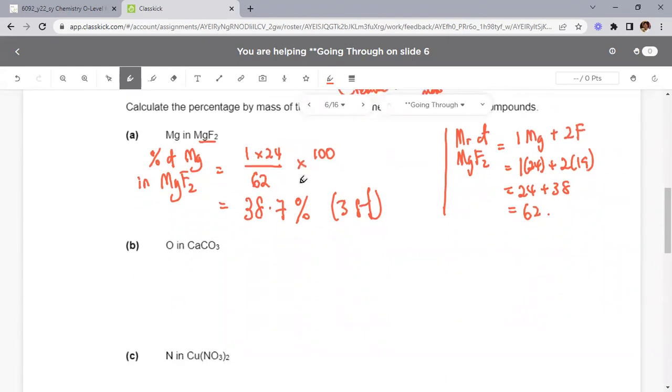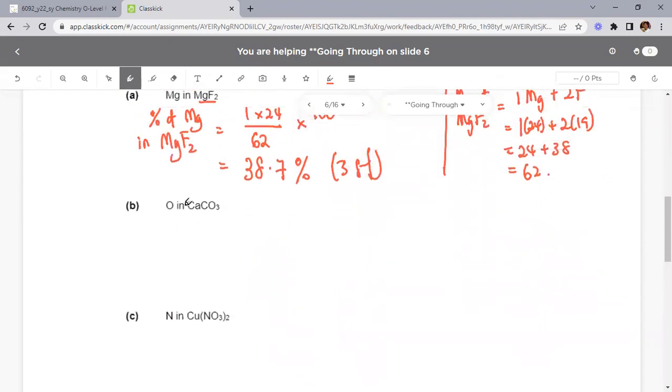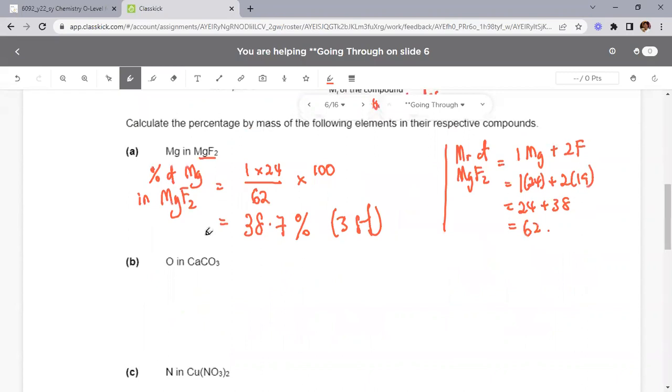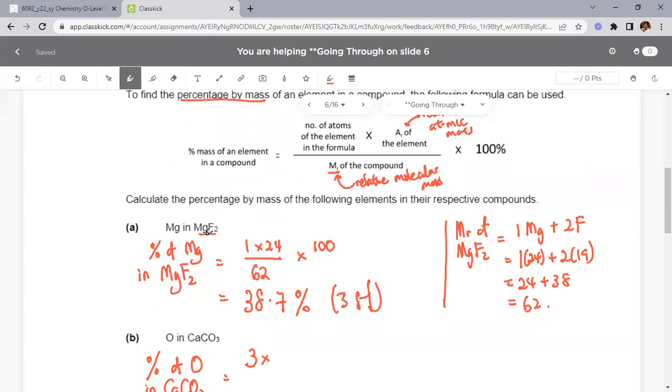Now, there's part B and part C. I'm just going to show you part B again. So one more worked example of how to do it. Okay, so I'm going to show you once again using the formula up there. So let's find the percentage of O in CaCO3. So how many O do you see here? You know that there's 3 O, so 3 atoms of oxygen multiplied by the AR of the element. So the relative atomic mass of oxygen is 16.